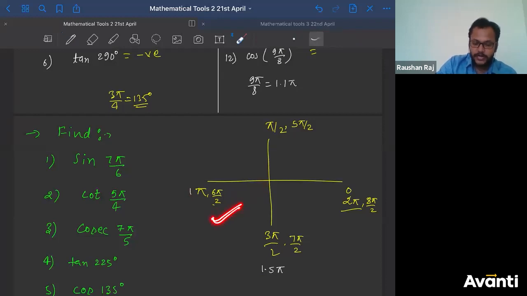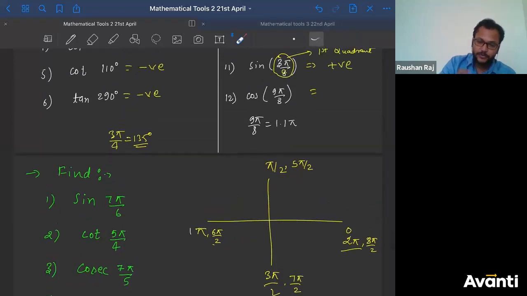So this is the quadrant in which the angle is lying. In the third quadrant, cos theta is negative. Only tan and cot are positive. So I'll say this is a negative value. Did you understand? Yeah, 1.125. Yeah, correct. No problem. Guys, did you understand this?